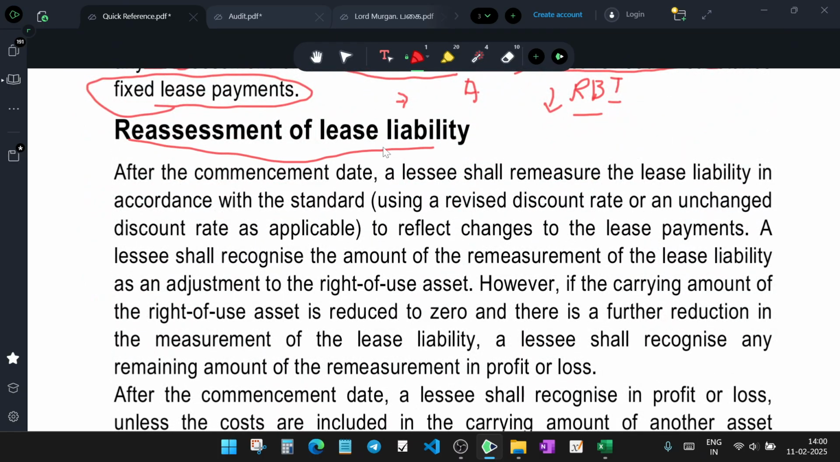Reassessment of lease liability. What is reassessment? After the commencement date, a lessee shall remeasure the lease liability in accordance with the standard. As per the standard, they can remeasure it using a revised discount rate or an unchanged discount rate as well. I am using the same discount rate, no problem. Sometimes the market rate has changed. I am changing as per the market rate, no problem.